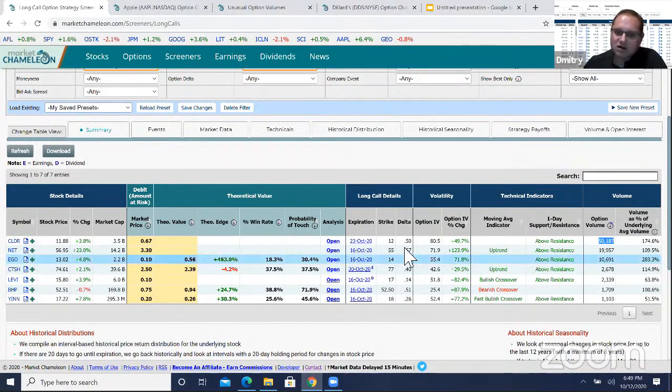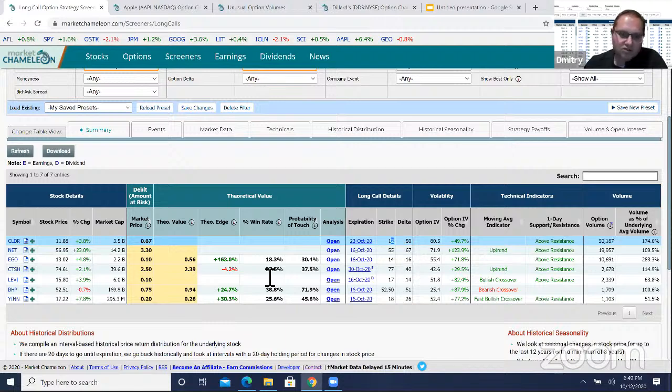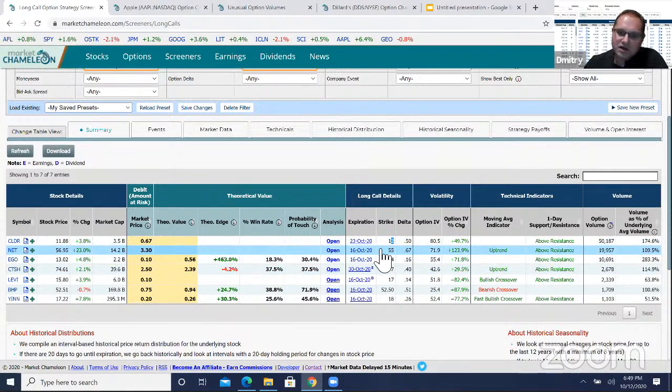Okay, so CLDR, October 23rd, 12 calls, NET, October 16th, 55 calls, implied volatility up 123%, and option volume 19,957 contracts, representing 109% of the average daily option volume. Does that make sense to everybody?